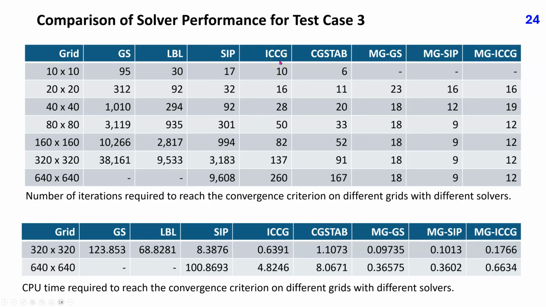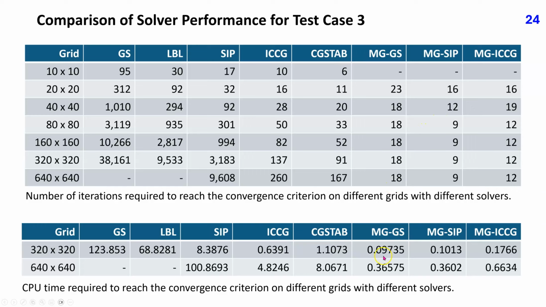For ICCG, the number of iterations roughly doubles with each grid refinement. For CG stub solver, the ratio is about 1.84. In the case of multigrid method, from 80 by 80 grid onward, the number of required iterations remains constant.